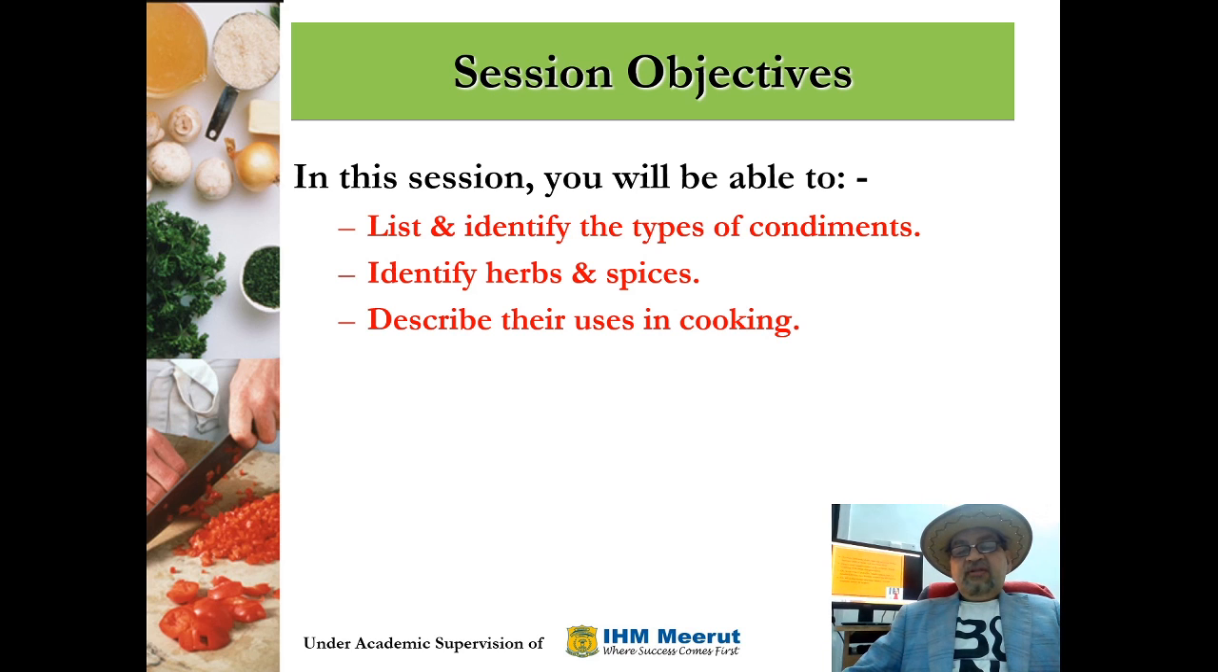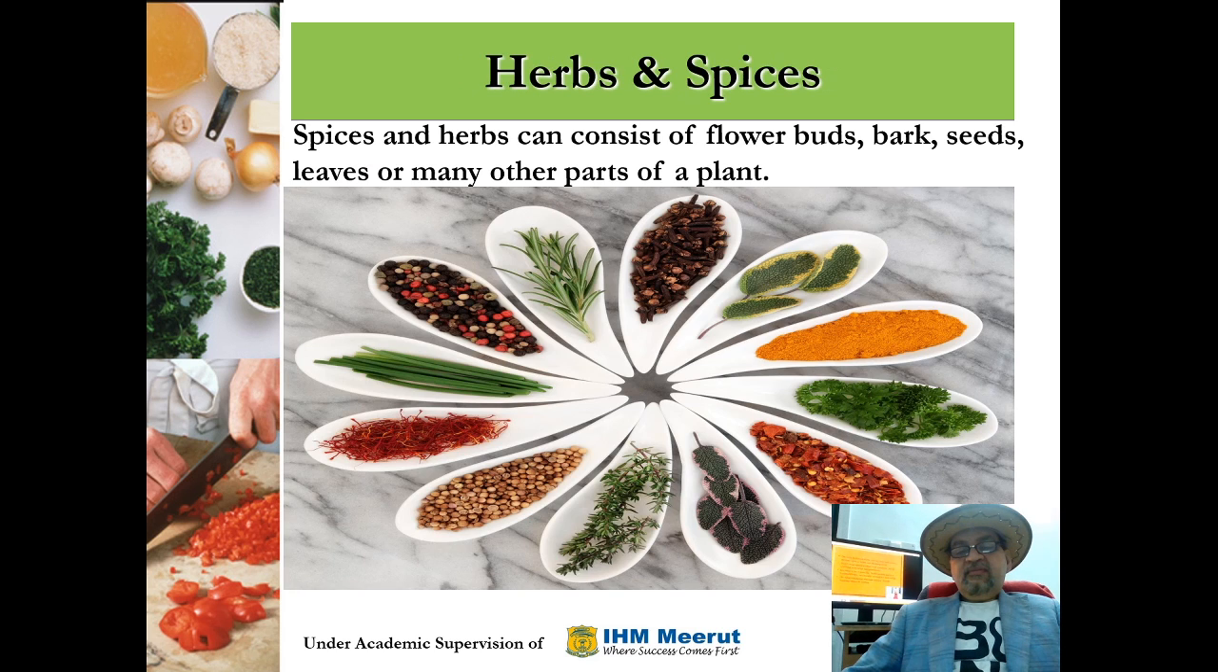In this session, we will be able to list and identify the different types of condiments, identify herbs and spices, and describe their uses in cooking. Spices and herbs can consist of flower buds, bark, seeds, leaves, or many other parts of a plant.